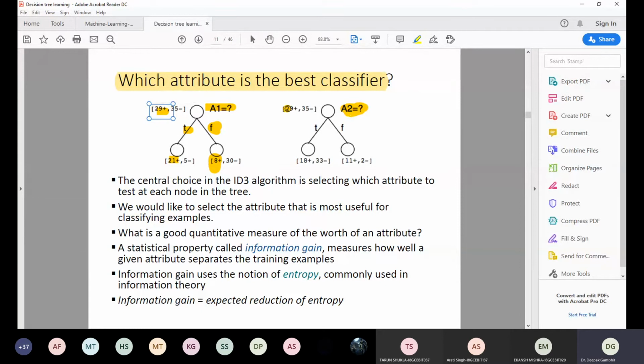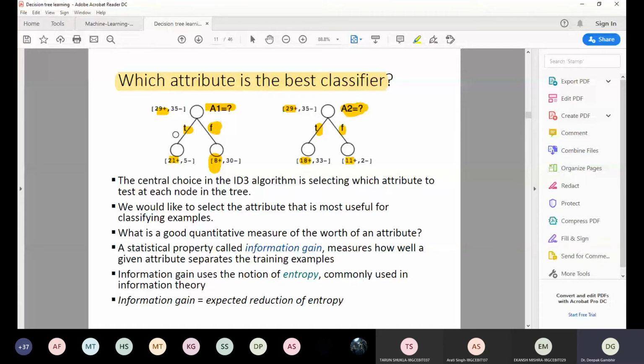Similarly, in the case of A2, there are 29 positive examples. If we choose T, then 18 positive examples, and 11 positive examples if we choose F. So, out of these attributes, whether A1 is chosen or A2 is chosen, that is quite tricky. How do we choose, whether we divide in 21, 8 or 18, 11? So this is how the choice is made.